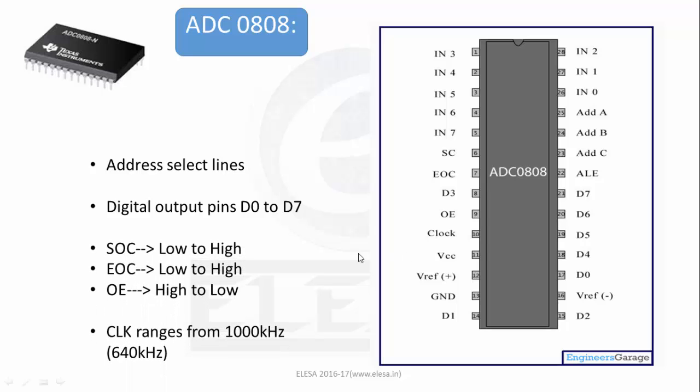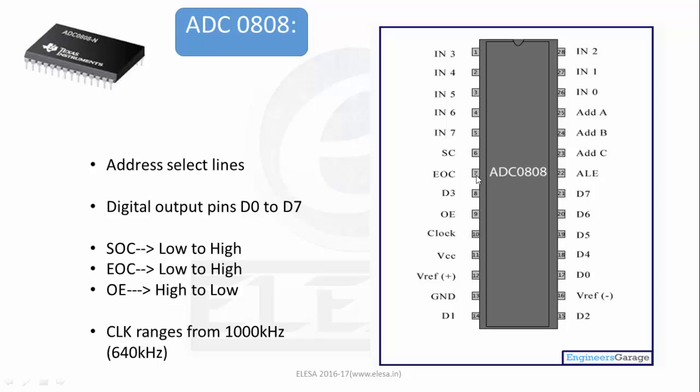Next are the SOC, EOC and OE. These are the control pins of ADC 0808. First is SOC. SOC means start of conversion. When we give a low to high pulse to SOC, then conversion of the analog signal starts. Next one is the EOC, that is end of conversion. When the conversion is completed, then EOC sends a low to high pulse on pin number 7.